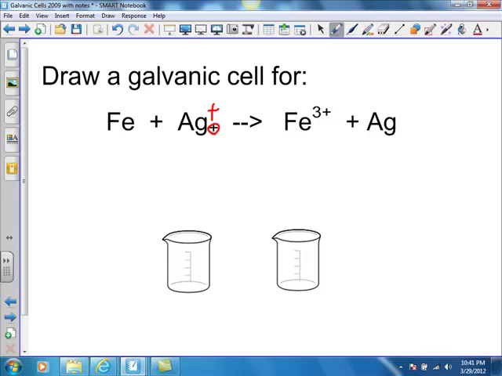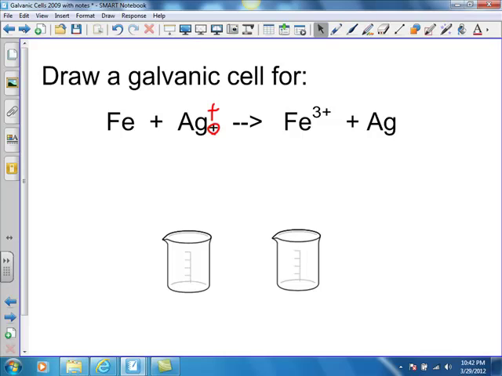That's why we've all of a sudden changed this equation, though it's still a single replacement reaction. We've just kind of changed it to ignore some things that we don't need. Now, one of the things that you want to do when you're drawing this galvanic cell is actually identify your half reactions first. I believe that's important.